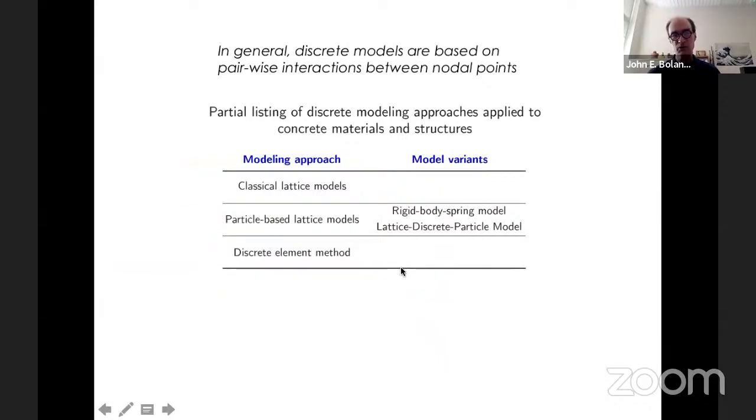Within the discrete approaches, we can subclassify them into different approaches. I was initially inspired by the work of Jan van Mier and Erik Schlangen, who were working with so-called classical lattice models. And then later on, through Professor Hikosaka and Dr. Liu in his laboratory, we started working on rigid body spring models. We can classify RBSM as a particle-based lattice model.